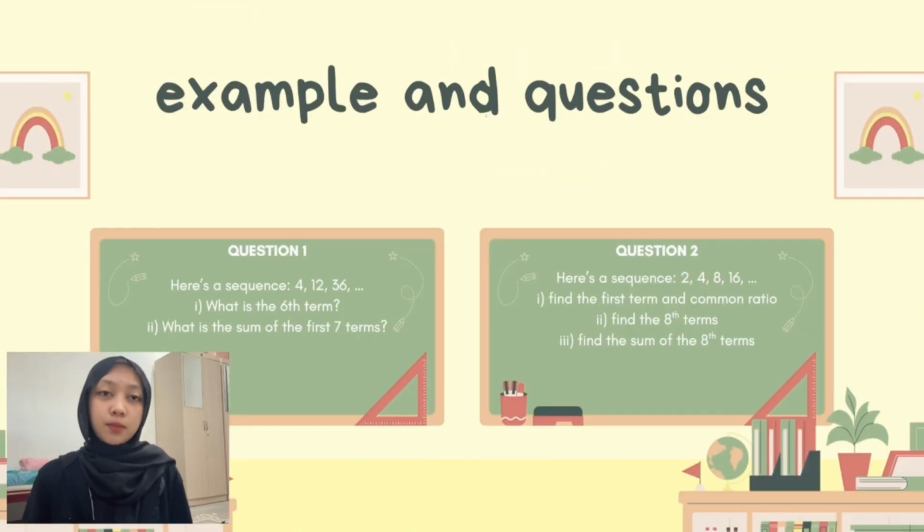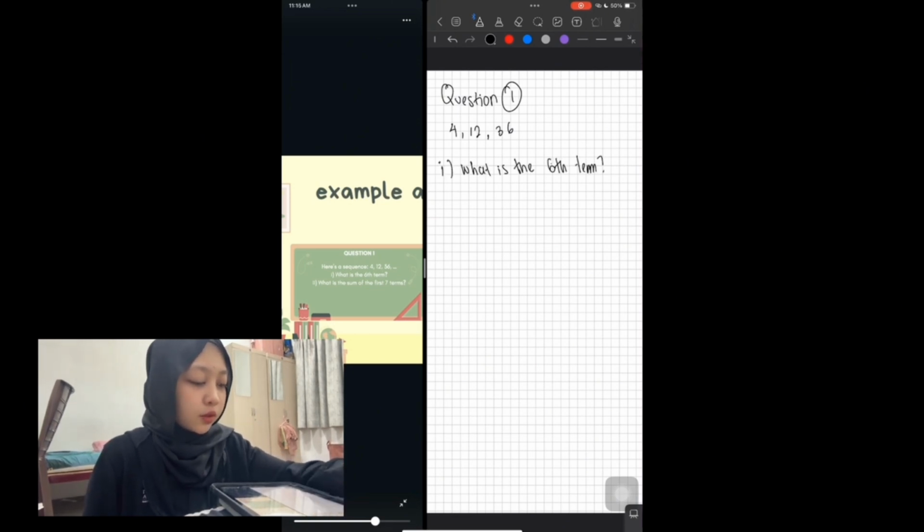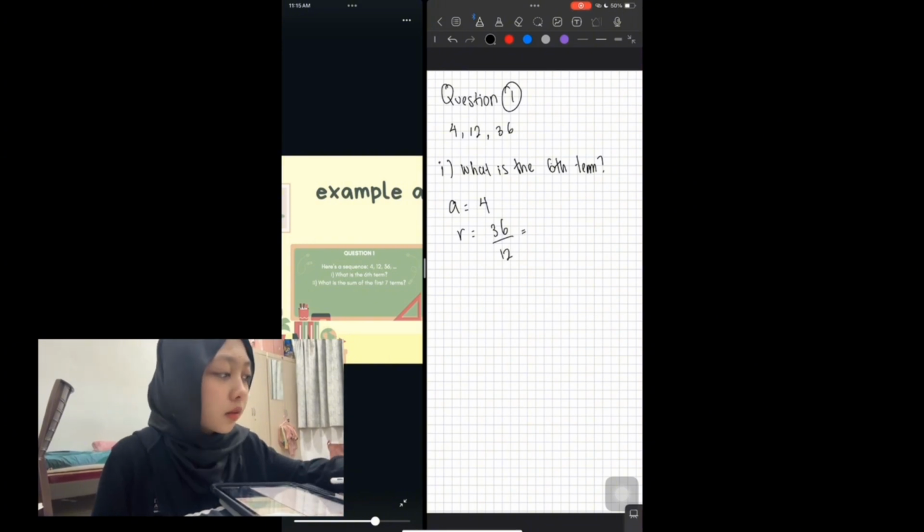So now let's do a simple question for geometric sequences. Now let's do question 1. The sequence is 4, 12, and 36. We need to find the sixth term. First, we need to find A. A is the first term, which is 4. Then we need to find R, the common ratio. I usually find R by dividing 36 by 12, so you get 3. So the common ratio is 3.